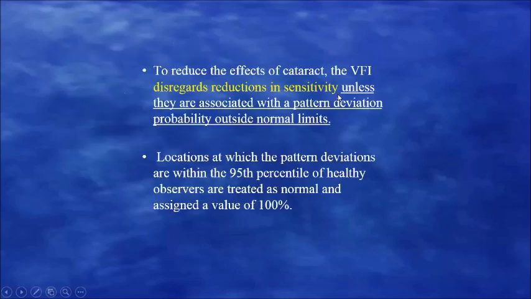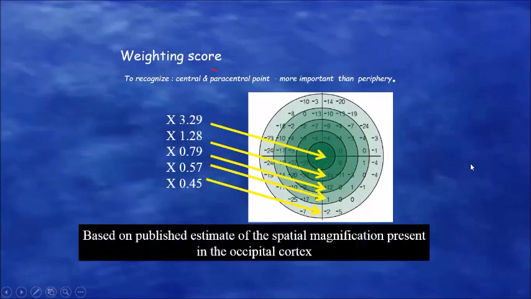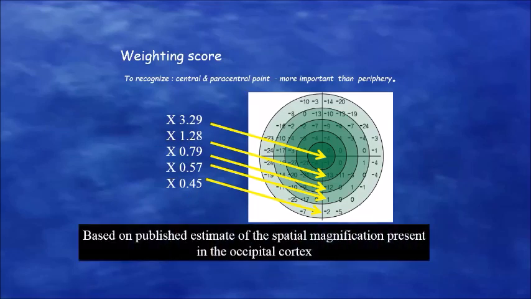The visual field index is a way to get rid of the effect of cataract because its calculation depends on the pattern deviation. The values of the central parts, the central 4 points, are multiplied by 3. The next ring is multiplied by 1.2. The next ring is multiplied by 0.8. The most peripheral is multiplied by almost 0.5. So you are increasing the value of the central and decreasing the value of the periphery.